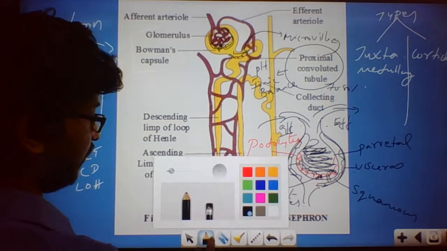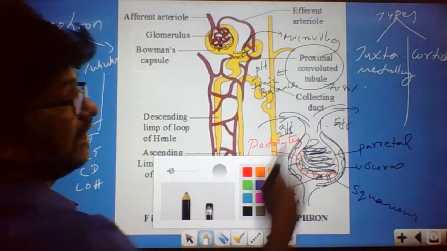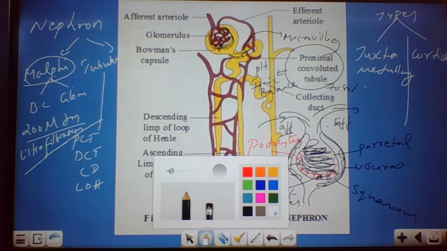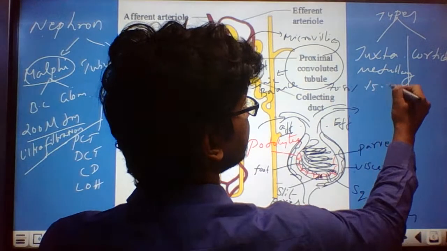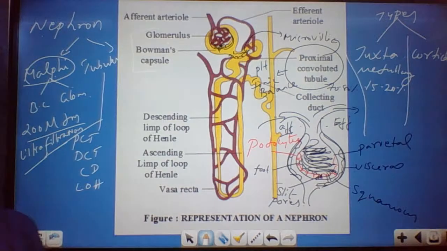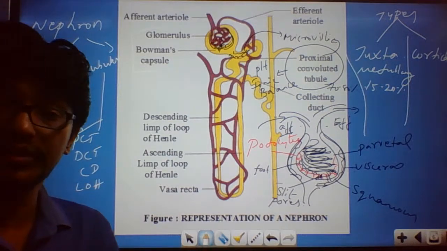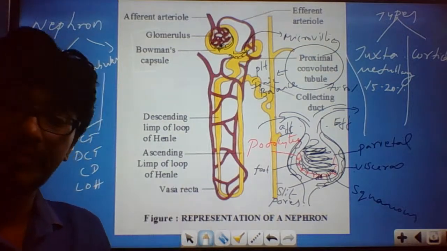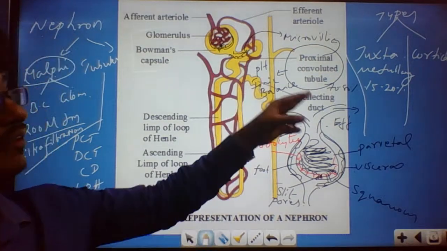As already told you the difference, as we start differentiating the juxtamedullary nephron and the cortical nephron. Juxtamedullary nephron, which you could see 15 to 20%. Sometimes they'll ask what is actually the percentage of the juxtamedullary nephron in a kidney. Kidney la rendu type of nephron me irukum, juxtavum irukum, cortical nephrons irukum.